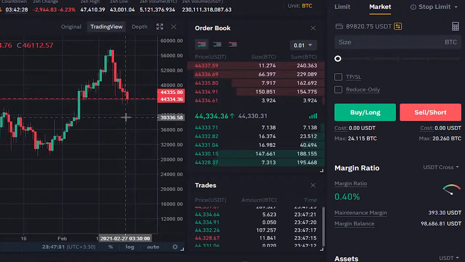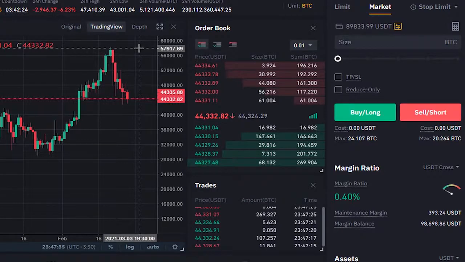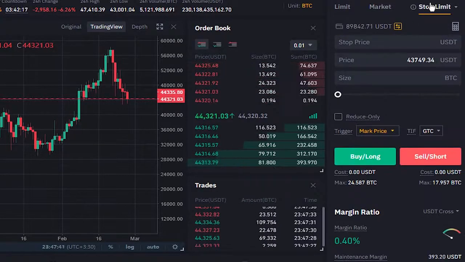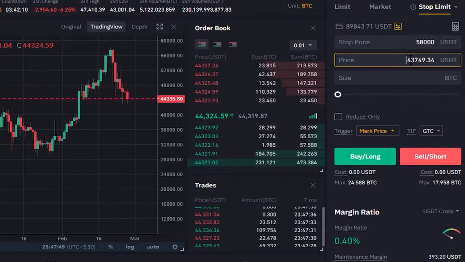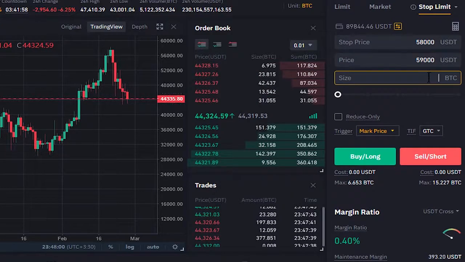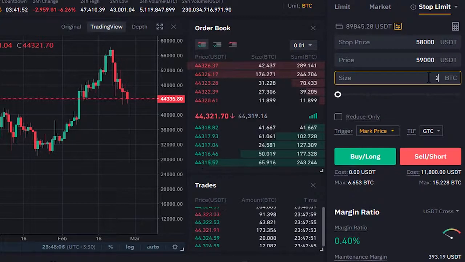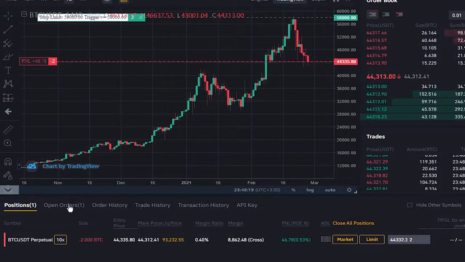Consider we want to set a stop loss order at 58,000, for example. So we go to stop limit order. We set the stop price to 58,000 and the limit price a little higher, for example 59,000, and the size must be 2, equal to our position size. We must go long. We click on buy long, order submitted, and here it is in open orders.